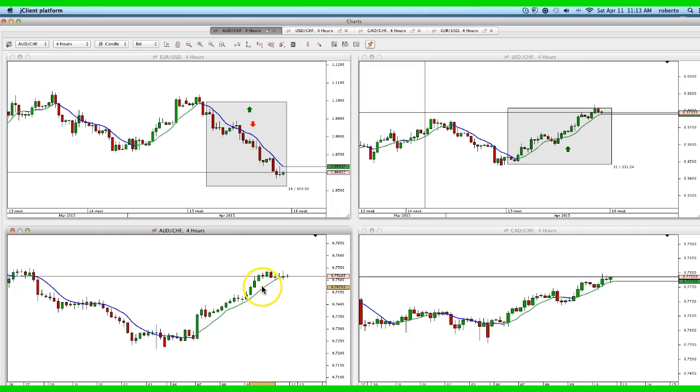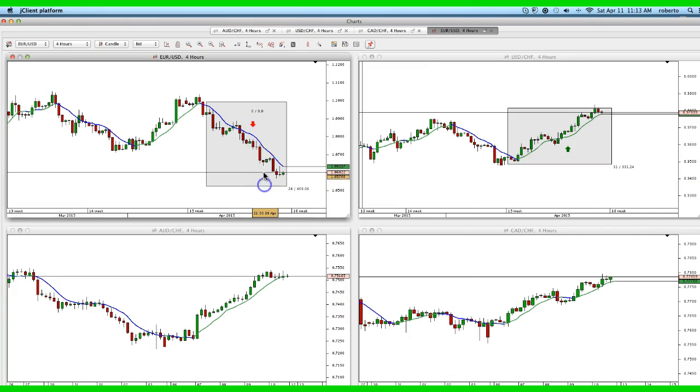So the Swiss at the moment is very weak against other currencies, and Euro USD goes in the opposite direction. So if the Swiss is selling off, here USD is strong against the Swiss, then the Euro is weak against the dollar.